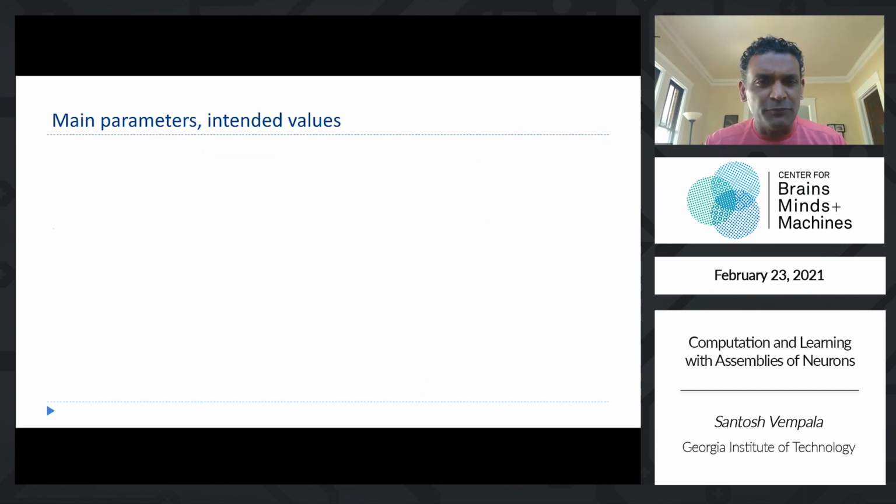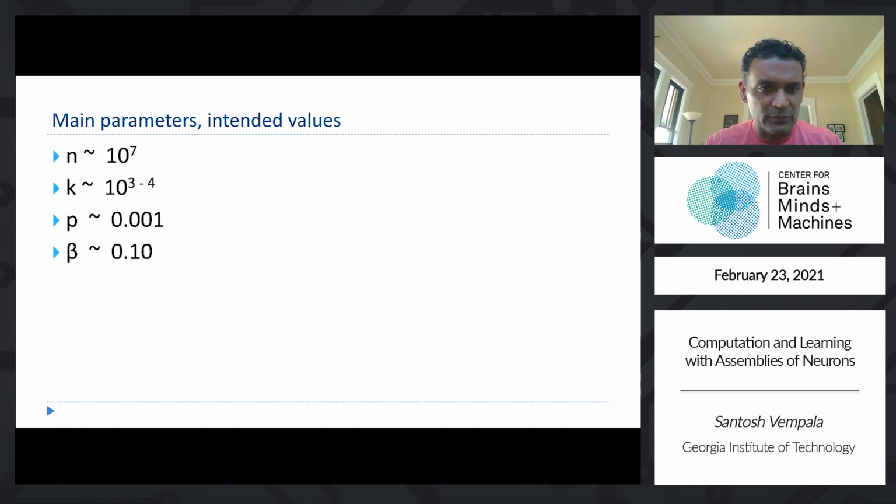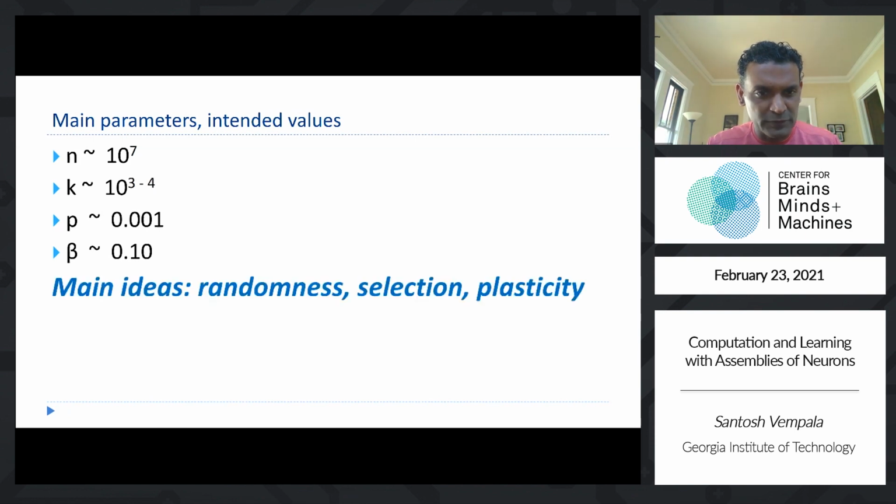Now, if you want to have specific parameters in mind, we're thinking of n as several million. K, the cap within each area, is about square root of n, roughly. And the edge probability is tiny, so 1 in 1,000 or so. And this is all consistent with biology. That was the reason for these ranges. And the plasticity parameter will be about 0.1. So every time that you have this in quick succession, you get a 1.1 factor boost.